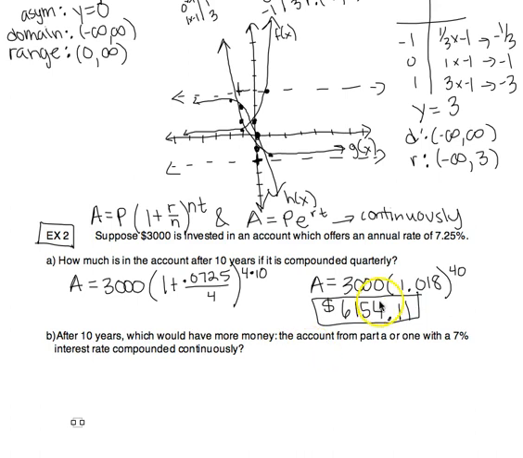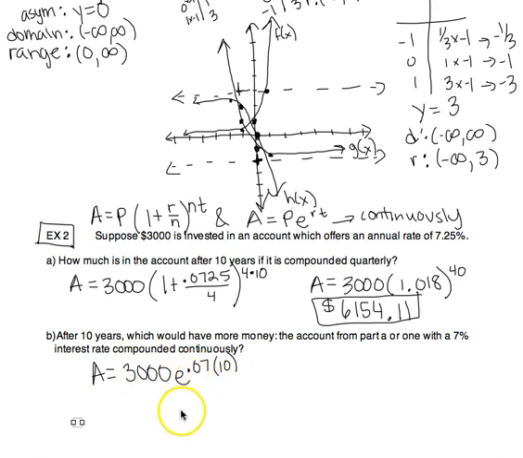So then our last question asks, after 10 years, which would have more money? The account from Part A, okay, so we already know how much it has, or one with a 7% interest rate compounded continuously. So we have to figure out how much that second account would have. Since it says the keywords compounded continuously, that means we're going to use this PERT formula here. So A equals PERT, so P is still 3,000, E is the number E. The rate now has changed because this says 7%, so 0.07, and then it's still 10 years, so this is what we have here.